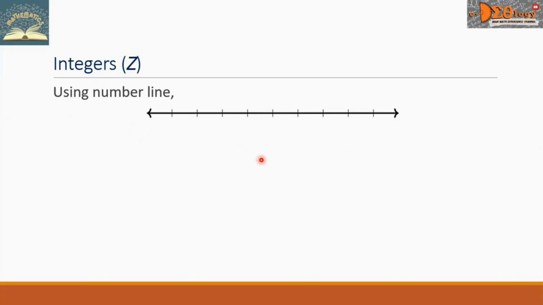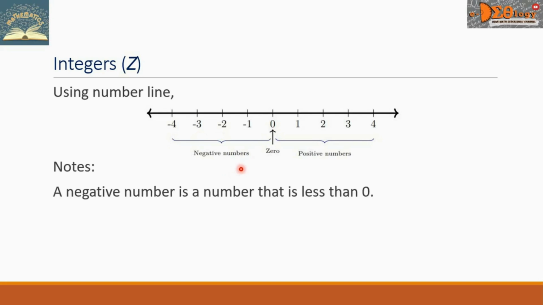Using the number line, we write in the middle the 0, and on the right side are 1, 2, 3, 4, and so on. These are the positive numbers. On the left side of 0, we have -1, -2, -3, -4. And we call these the negative numbers. There are notes here. Number 1, a negative number is a number that is less than 0.